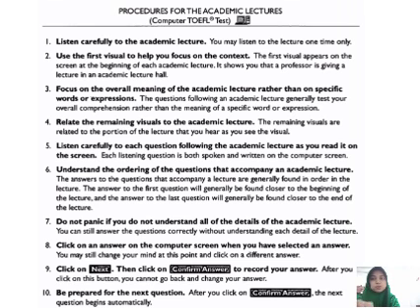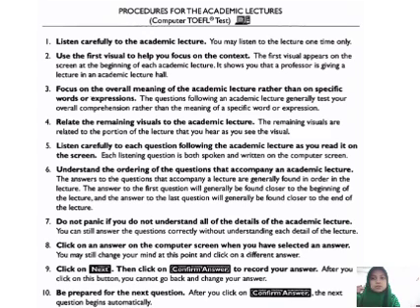Then we have some procedures for the academic lectures. First, listen carefully to the academic lecture. You may listen to the lecture one time only. The next one, use the first visual to help you focus on the context. The first visual appears on the screen at the beginning of each academic lecture. It shows you that a professor is giving a lecture in an academic lecture hall.